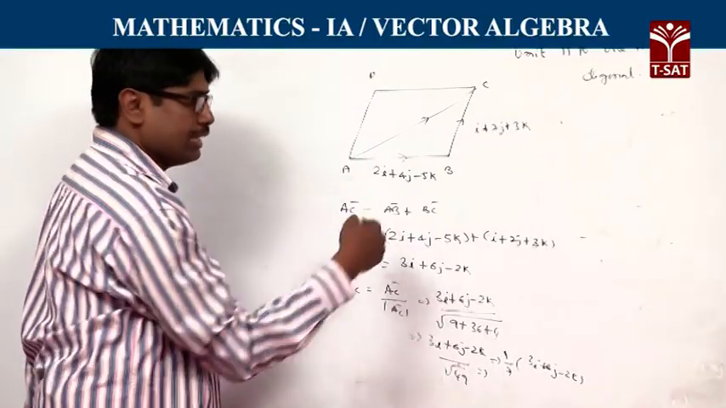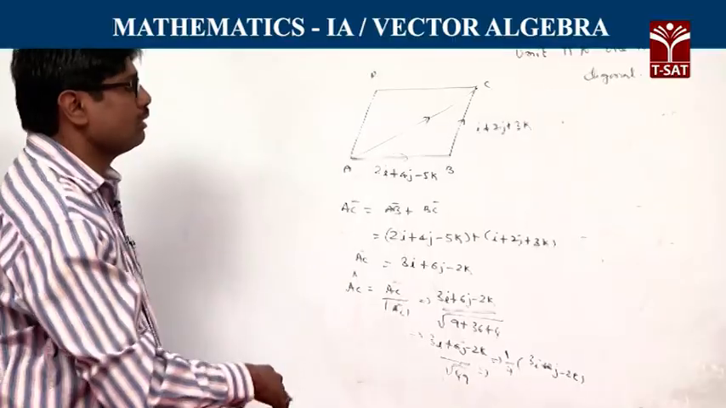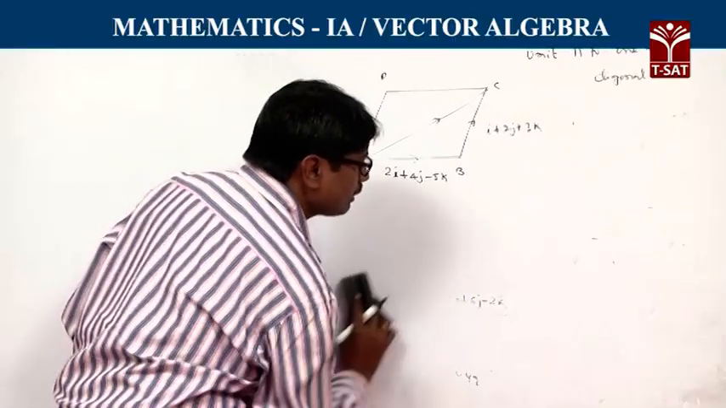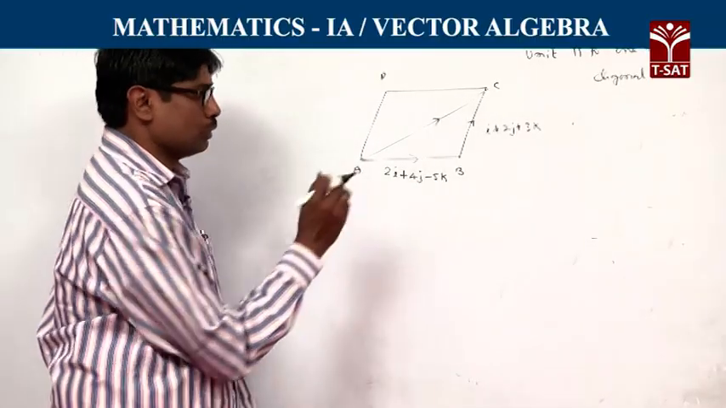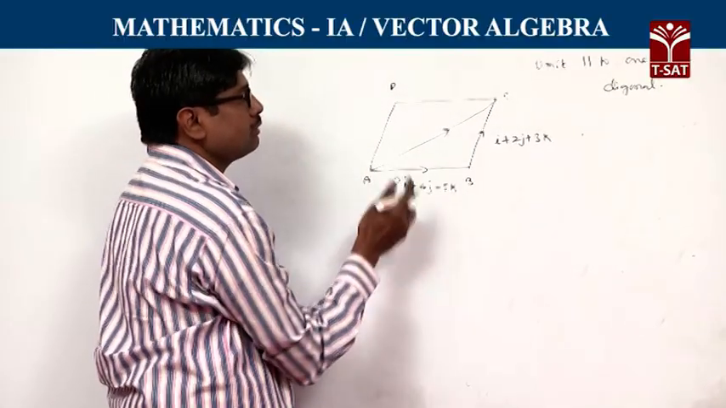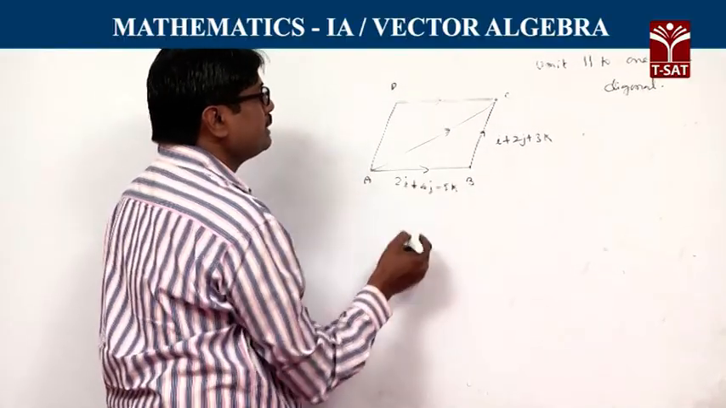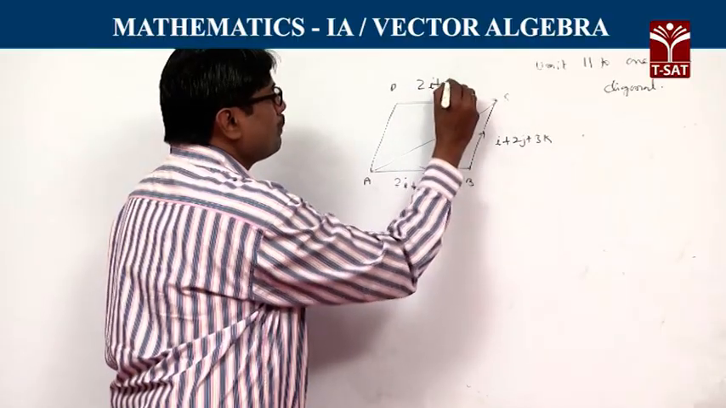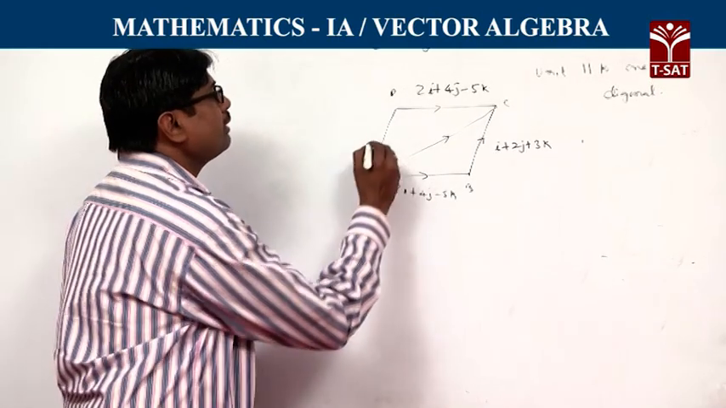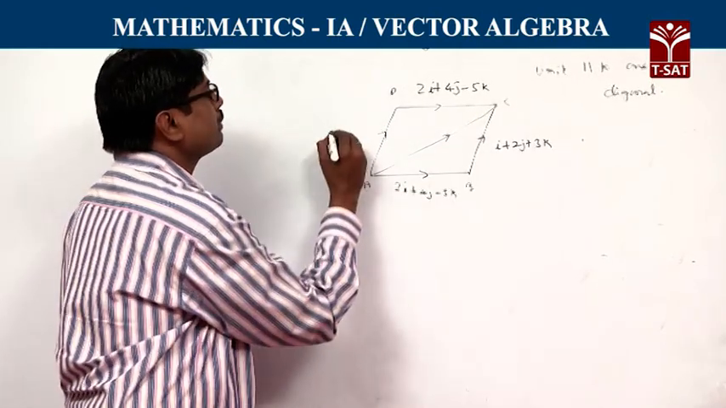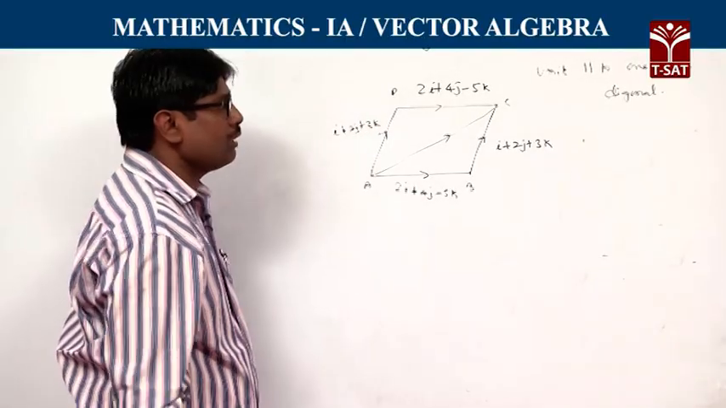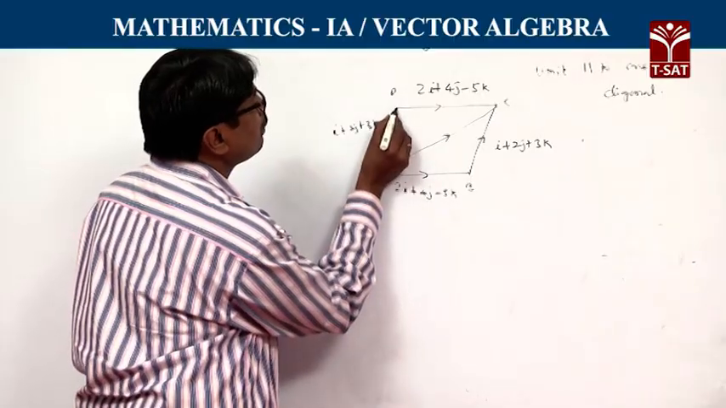This is the first diagonal AC bar. Now we will find the other diagonal, so calculate the other diagonal vector. As we took AB bar equal to 2i plus 4j minus 5k, the equal vector DC bar is 2i bar plus 4j bar minus 5k bar in the same direction, and AD bar is parallel to BC bar, that is i bar plus 2j bar plus 3k bar. Okay, now I want to find the other diagonal BD bar.